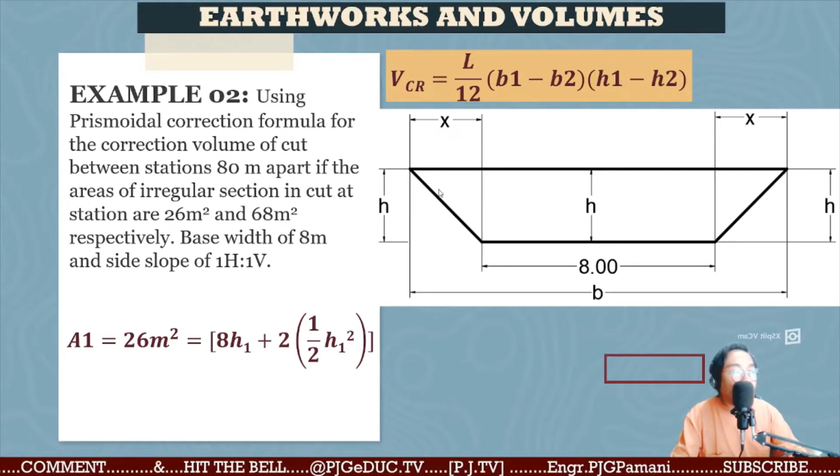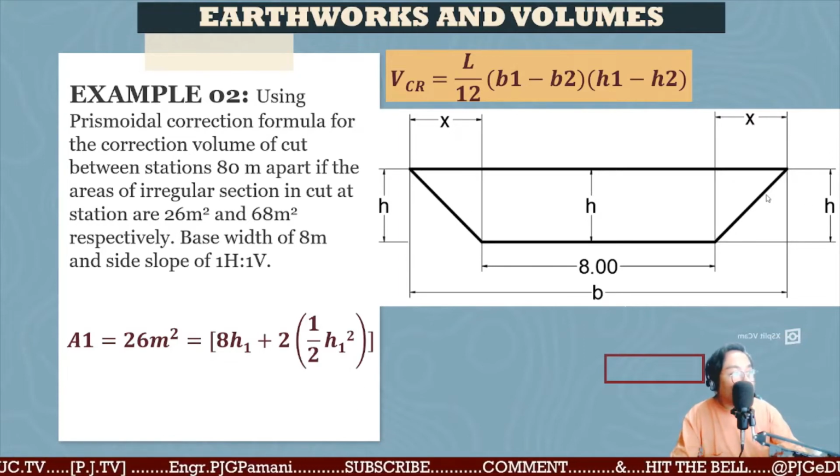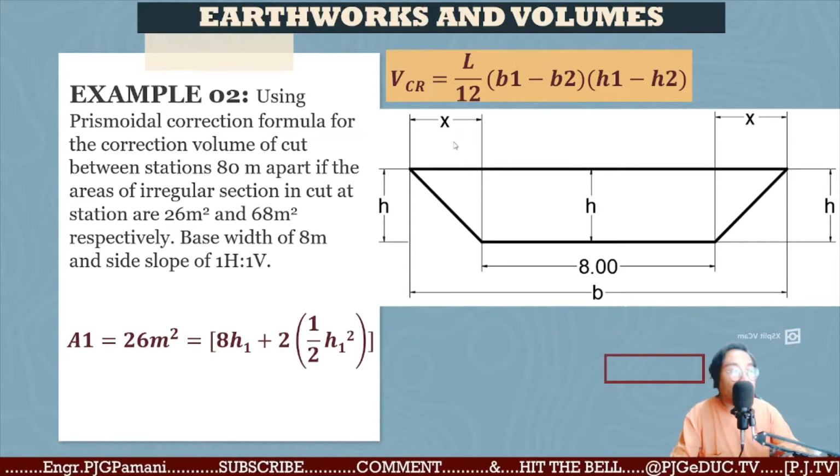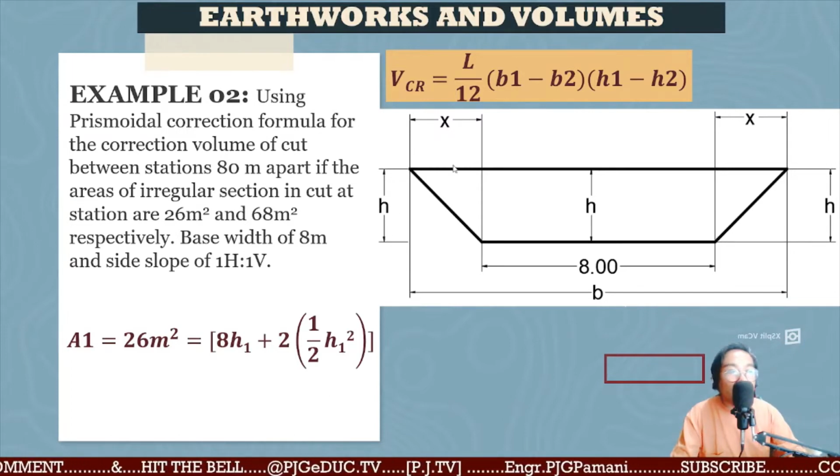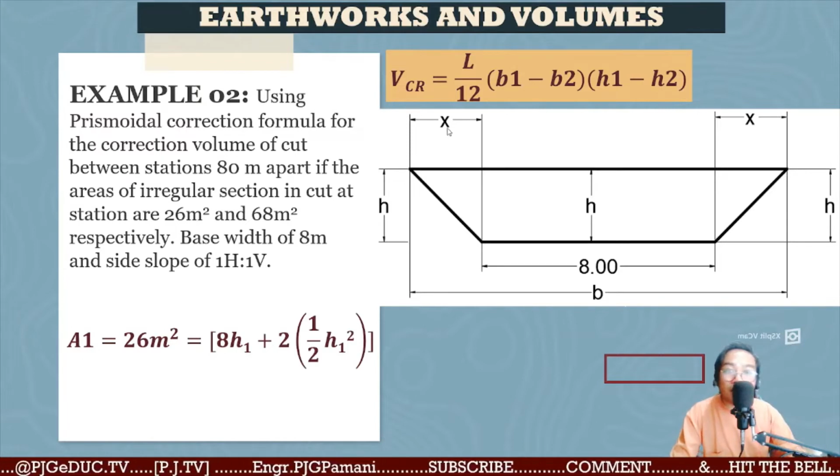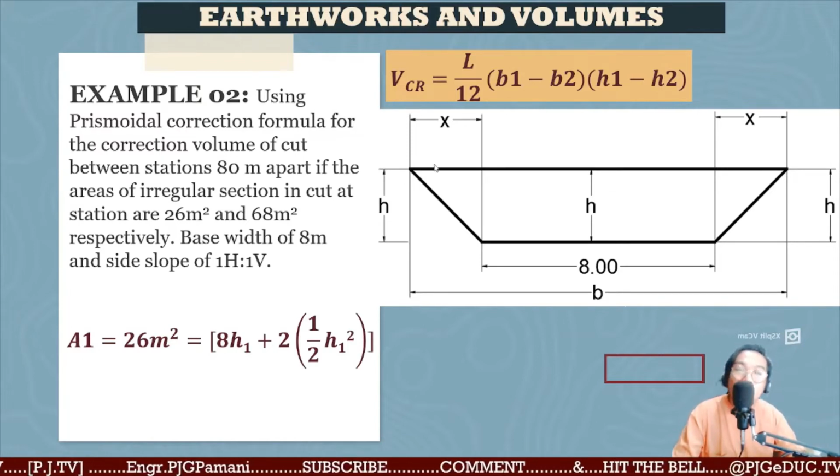2 right triangles. So 1/2 H1 squared. Yeah, tama naman, because the X is the same, it is just 1:1. So if 1:1, that is X times H. So if the slope is 1:1, it means X is also H. Tama ba?